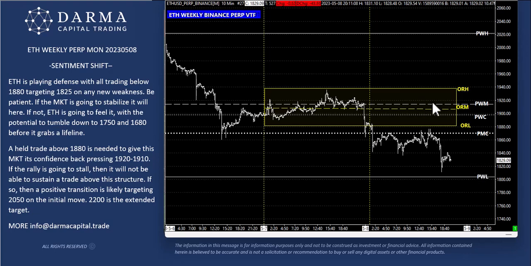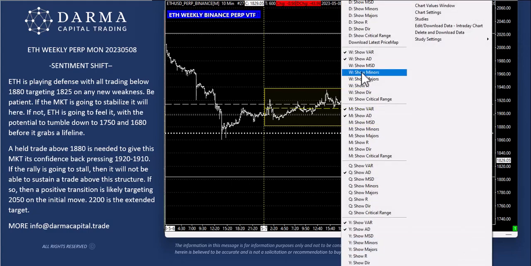Same with the opening range. So we've got what is the opening range? The market moves outside that range. It likes to make a move, and that's what's happening here. And then we add our price map structure.